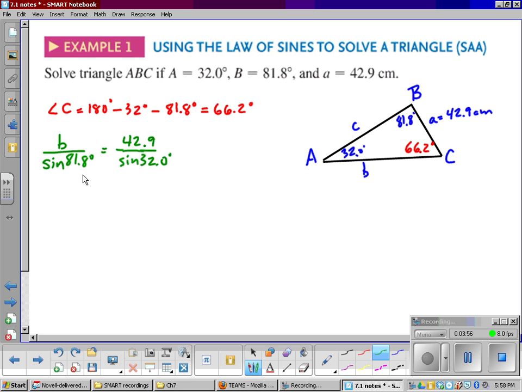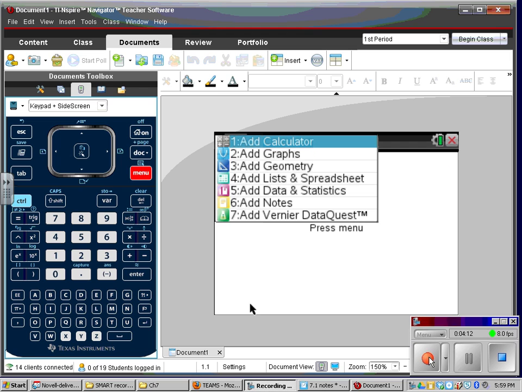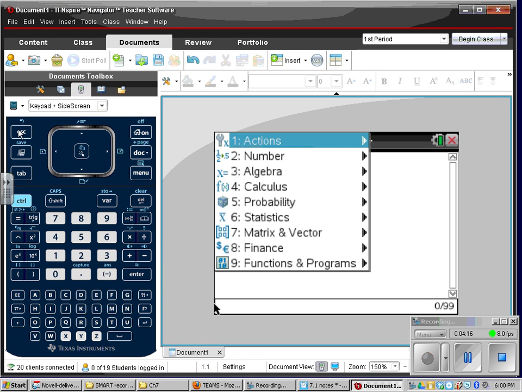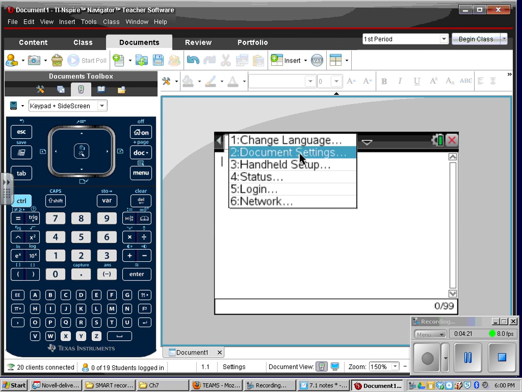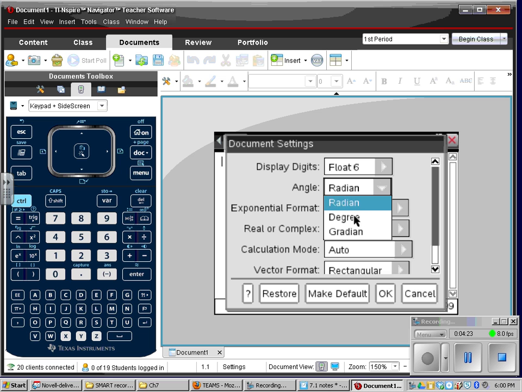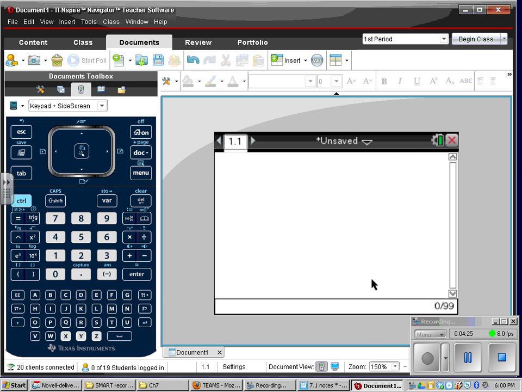Important here that your calculator is in degree mode, since that's what your angles are in, and you are using a trig function. You're not using the angle by itself. So the mode is going to matter. Now when you solve this proportion, you just want to multiply this way and then divide by this number right here. Here's what that looks like in your calculator. You're going to add a calculator page. You're going to scroll over this and make sure that your angle is in degrees. Mine's not, it's in radians, so I'm going to change it to degrees. Now when I scroll over, it says angle degrees.